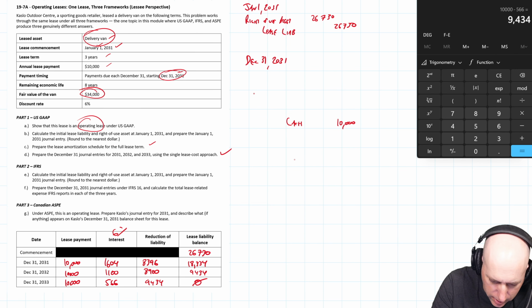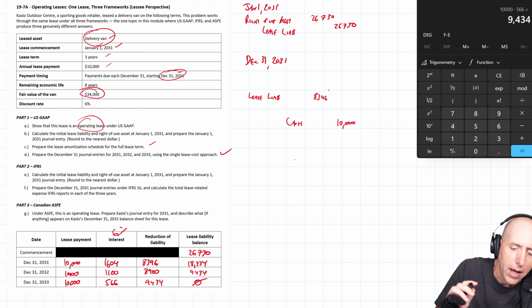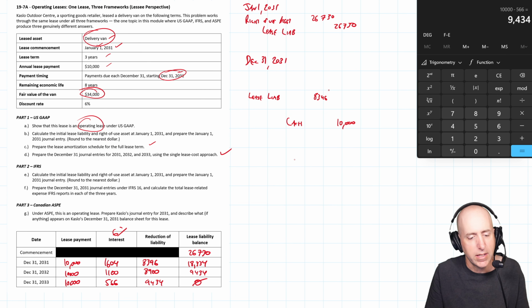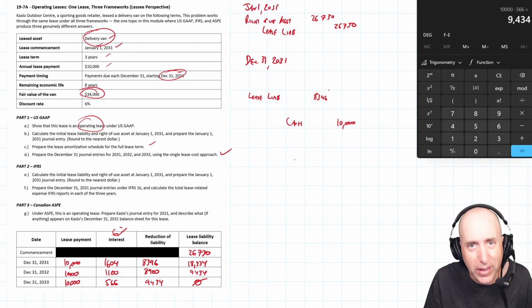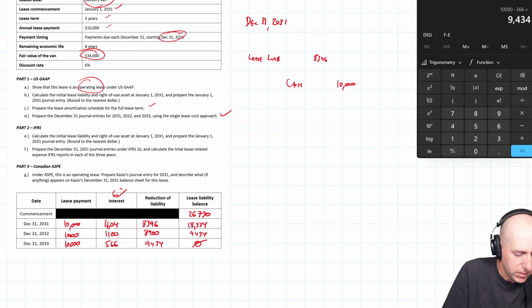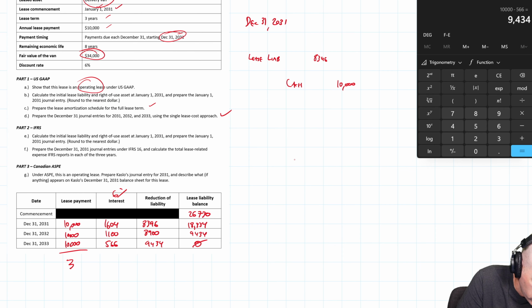So let's reduce our liability, debit lease liability for $83.96. Now we have a different expense here when we have an operating lease. We don't do interest expense, we do something called lease expense. And our lease expense is the lease payment total, so $30,000 in total lease payments, divided by the number of years. So divided by 3 years worth of lease payments.